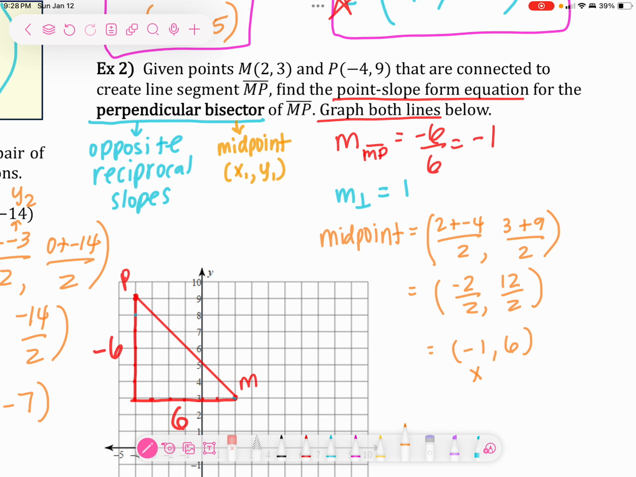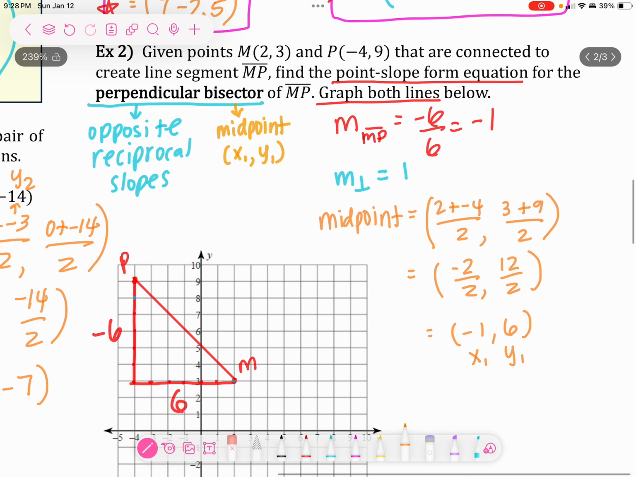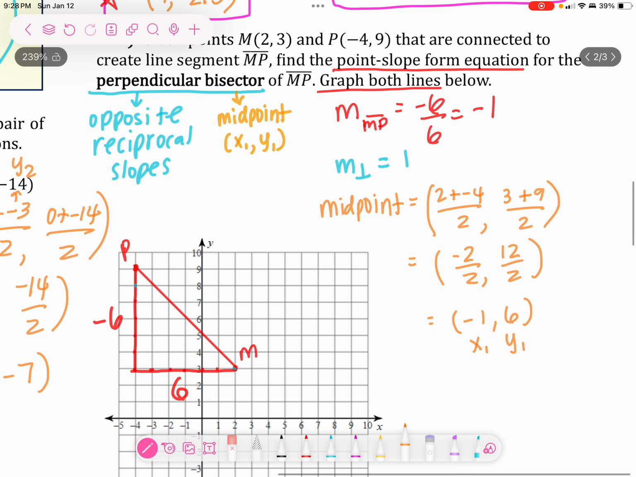That's going to be our x1, y1. And we're going to go ahead and graph that just so we can make sure it looks correct on the graph. So negative 1, 6. If we graph that point for the midpoint, that does look like it's halfway between M and P. It looks like these two sides are congruent. So that looks like we did a good job on finding that midpoint. All right, now we have to finish writing our point slope form equation, okay? And then we have to graph the other line, okay?